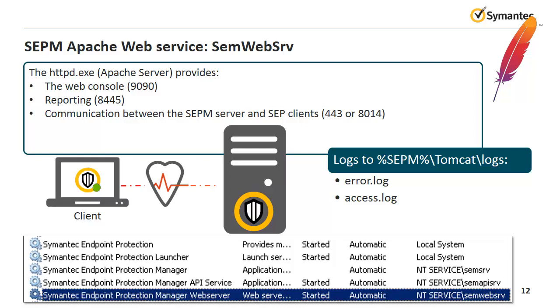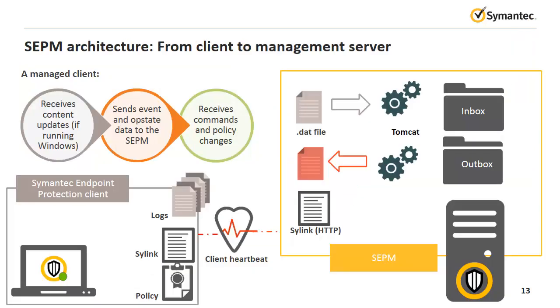Apache Web Server provides communication between Apache Tomcat and SEP clients. By default, the Apache Web Server generates only error logs, but if you're troubleshooting a client communication issue, access logging can also be enabled. This diagram provides a high-level overview of the Apache Web Service from a SEPM architecture perspective.